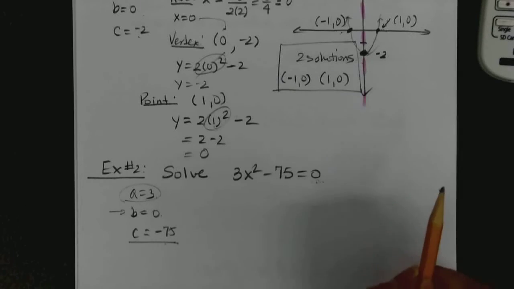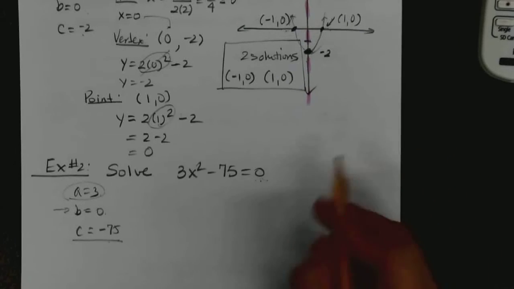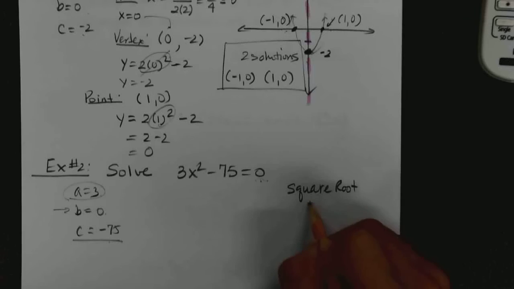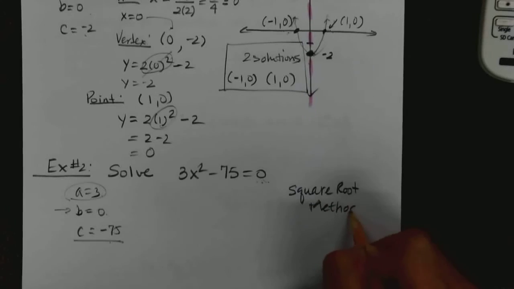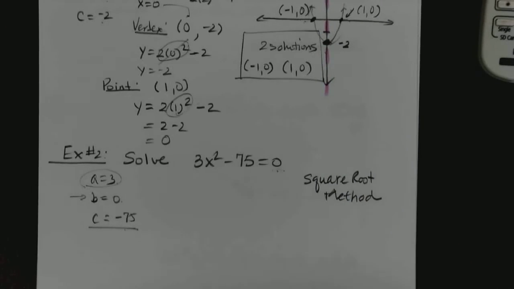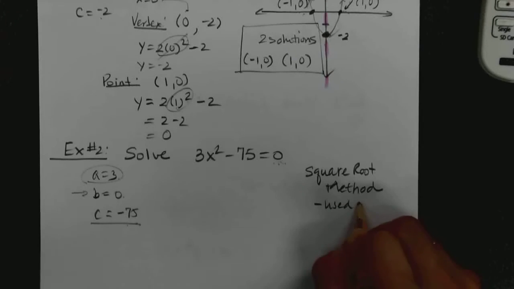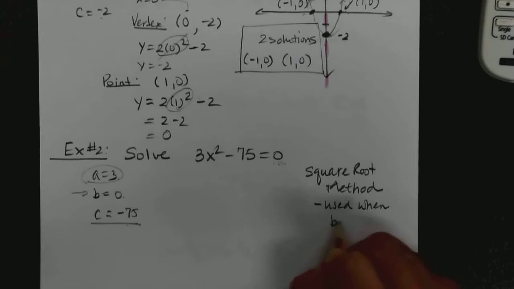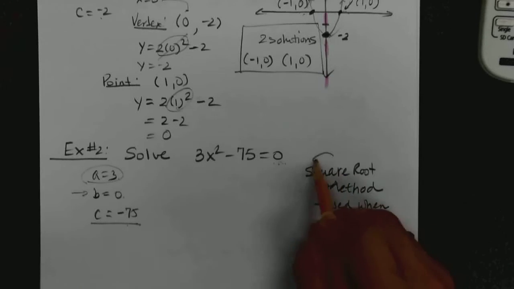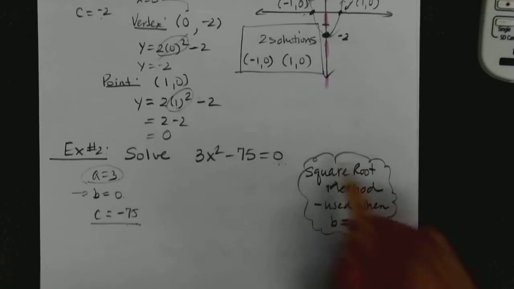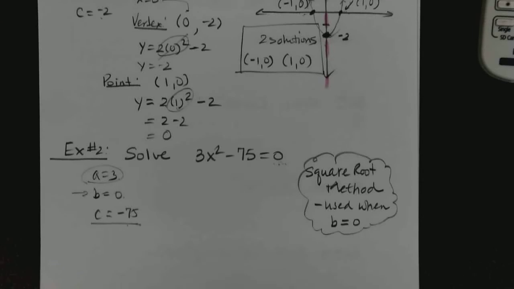So we're going to use what's called the square root method. The square root method is used only when B is 0. That's the only time we use the square root method. And I'm going to show you.